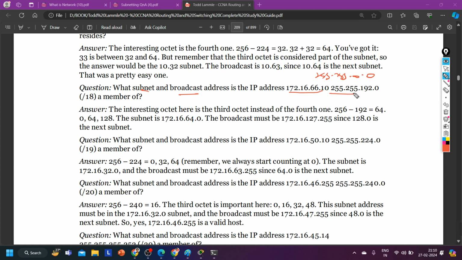192 means 2 bits, right? So now tell me what will be the subnet, meaning the network ID, of this IP address, and what will be the broadcast. The subnet mask is 255.255.192.0. Yes, this one is the subnet mask. Then what will be the network ID?